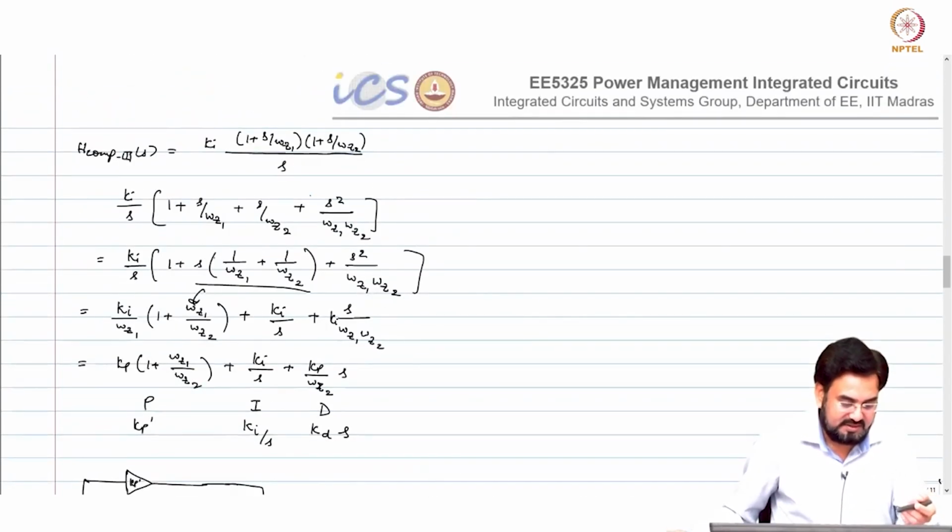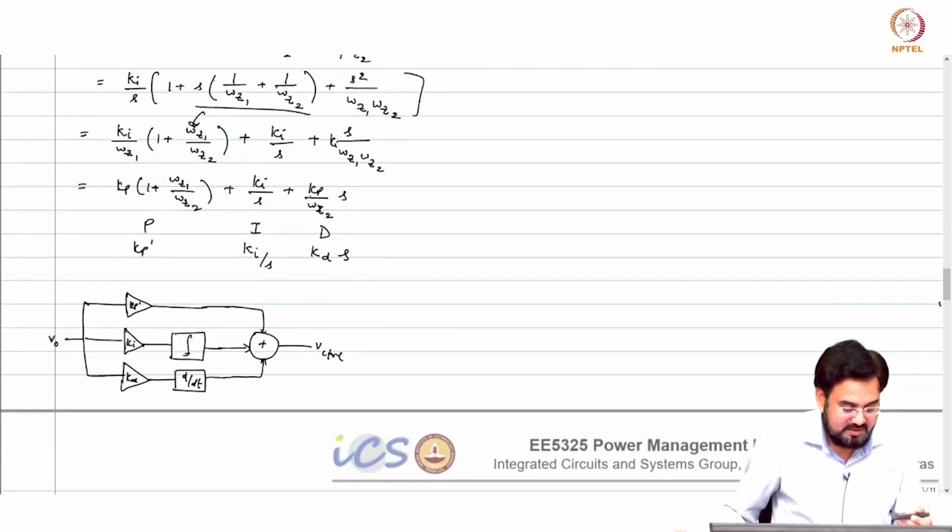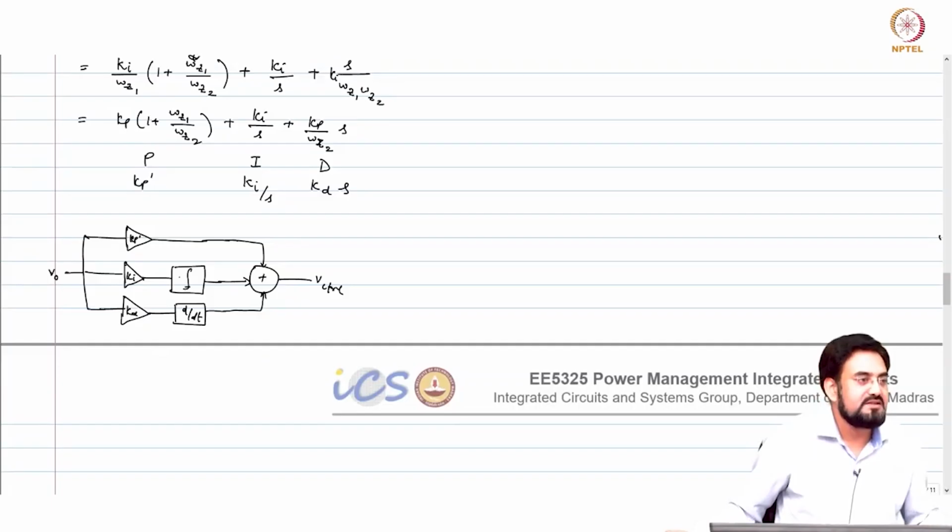The only thing is that you can do it with a single op amp, whereas here you will require 3 different op amps. Or you can do it with 2 op amps also, you can couple Kp and Ki, that will make PI. So, PI plus derivative you can also do with 2 op amps.